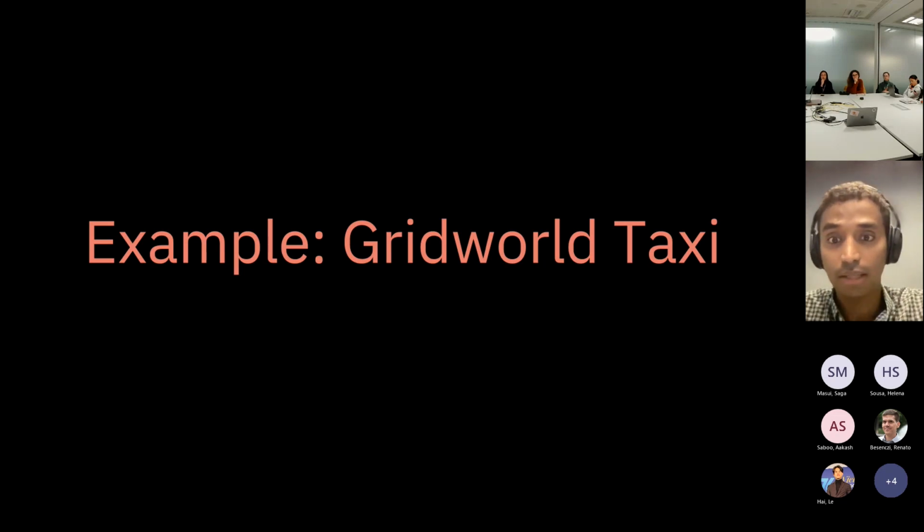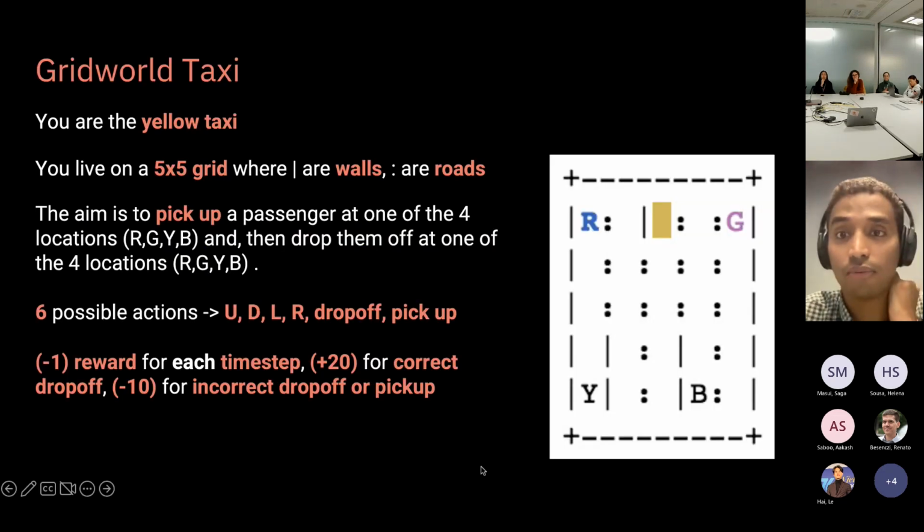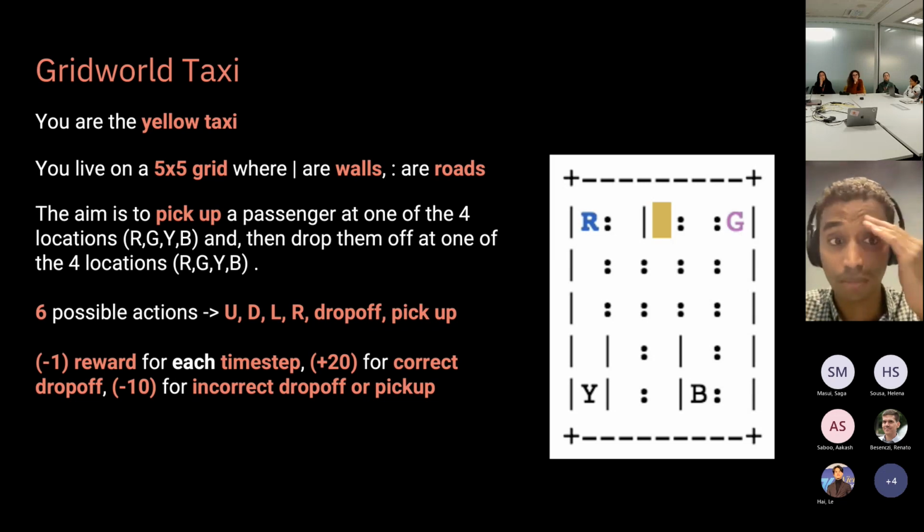So let's take another example of how this can be applied in another game. You have your yellow taxi, and this taxi lives in a 5x5 grid. You have walls and you have road. The aim of this taxi is to pick up a passenger at one of the four locations, either red, green, blue, or yellow, and then drop the passenger at one of these locations again.